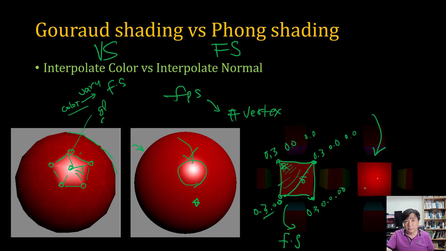Why? Because they don't have any information that the light is located near this surface. In this place it is a very bright area, and this area is a dark area, but the problem is that the vertex colors look the same, so interpolating the colors of the vertices does not produce this bright area. So it is a big problem. Okay.